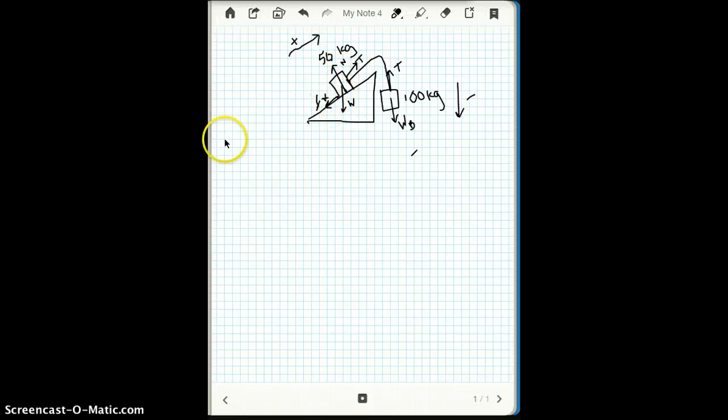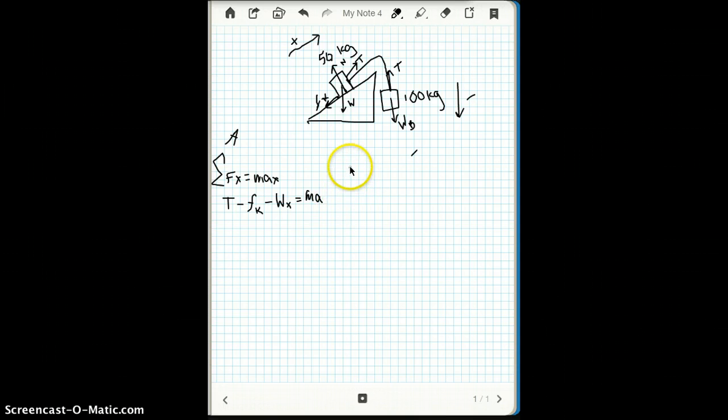For part B, it asked for the sum of the forces. For block A, the block that's on the table, we're going to do the sum of the forces in the x direction equals ma, which will give us T up along the ramp minus F sub k, it's opposing the motion, minus Wx equals ma.